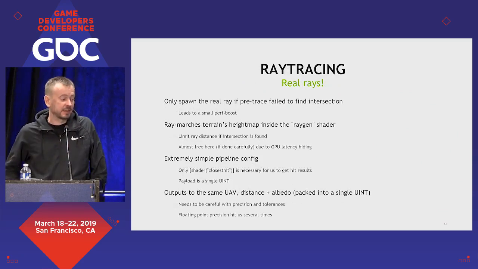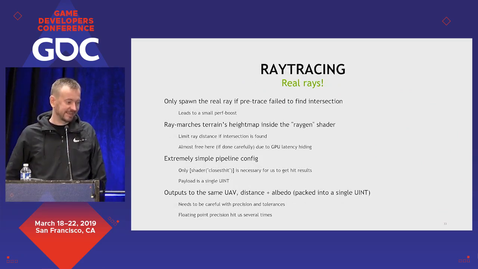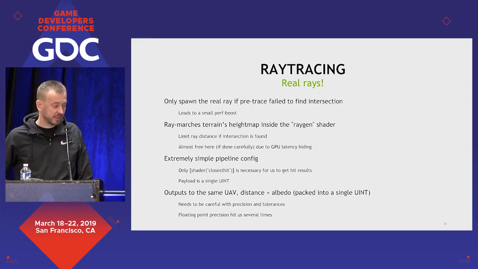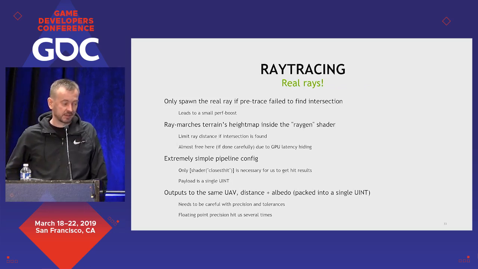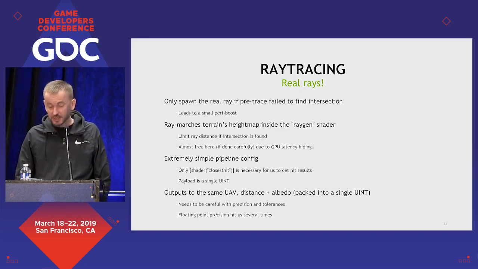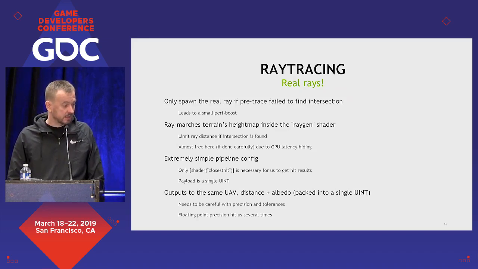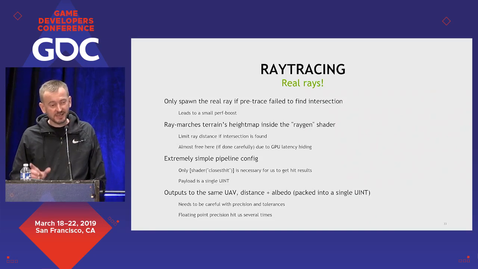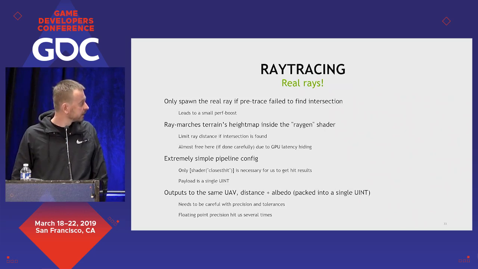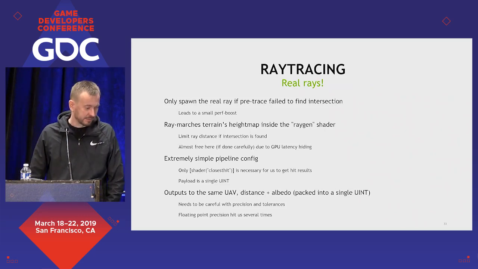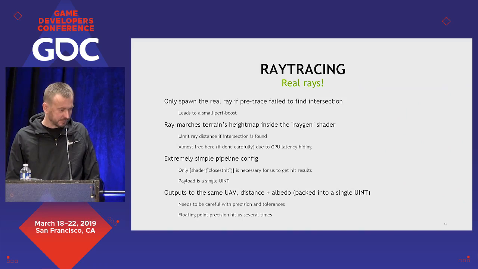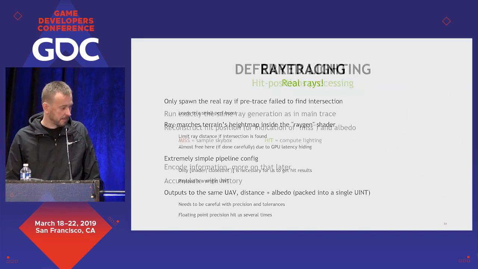The next step is ray tracing itself. It runs the same ray generation math as in pre-trace. The first thing the RayGen shader does is ray march a map of terrain, and if an intersection is found, it is used to limit or shorten the ray length. By the way, the payload is just a single unsigned int. It packs hit distance and albedo at the hit point.